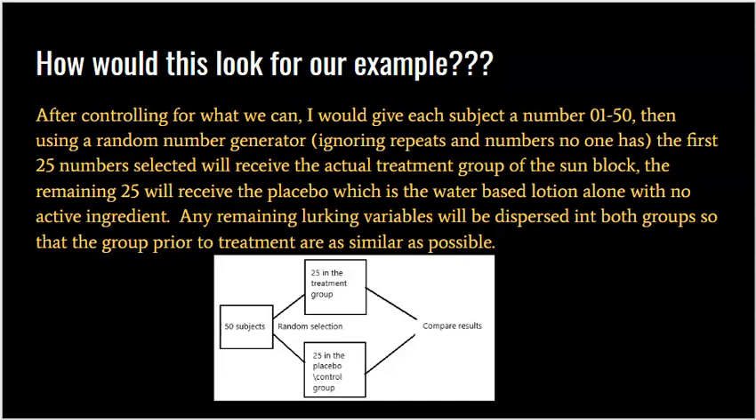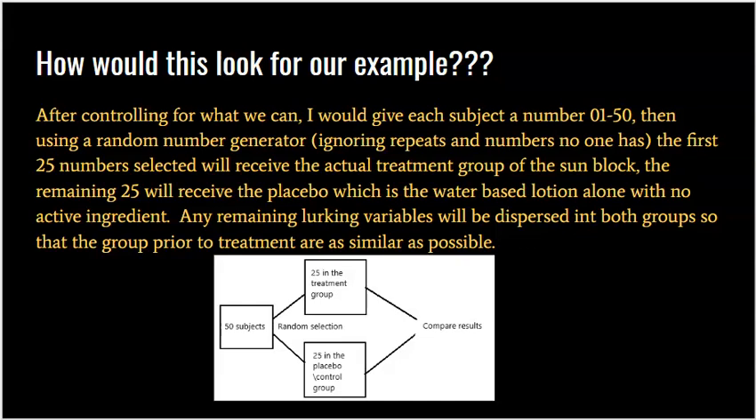Then using a random number generator, I'm going to ignore repeats and numbers that nobody has. The first 25 numbers that get selected will receive the actual treatment group of the sunblock. The remaining 25 will receive the placebo, which is the water-based lotion alone with no active ingredient. Now, I'm assuming that I'm going to give them their tube unmarked, so that way it's completely blind. The subjects have no idea what they're putting on. Everybody thinks they're putting something on, so there's no chance for the placebo effect.